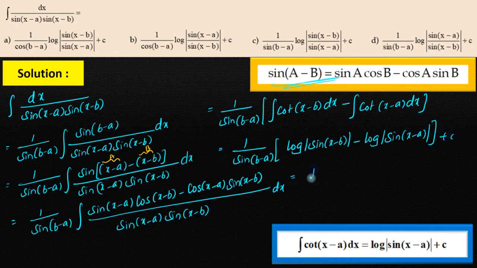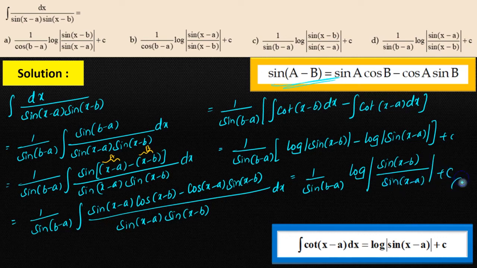This equals 1 by sin(b − a) into, here it is in the form of log a minus log b, so it can be written as log of a by b. So here log|sin(x − b) divided by sin(x − a)| plus C. Therefore the answer is option C.